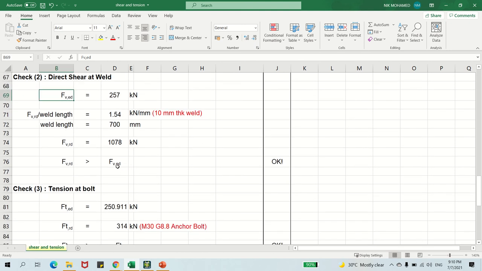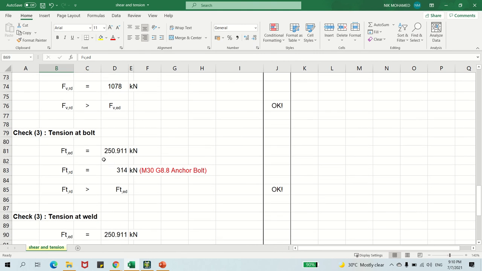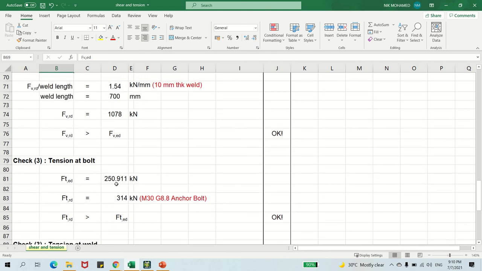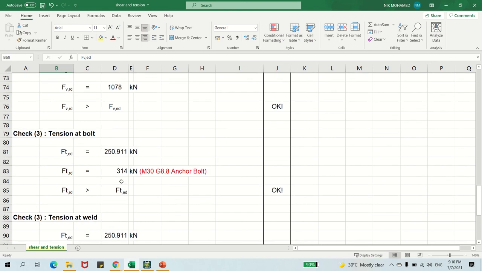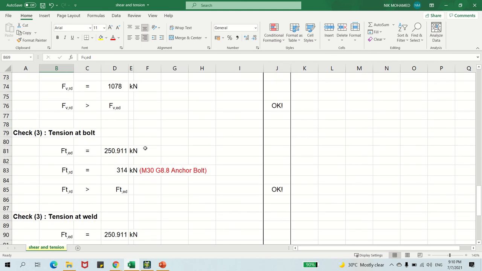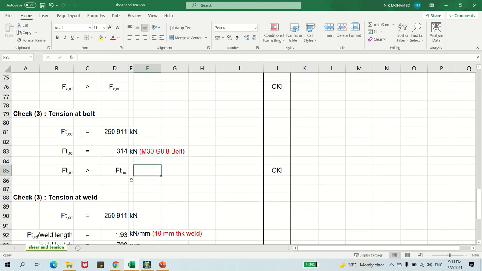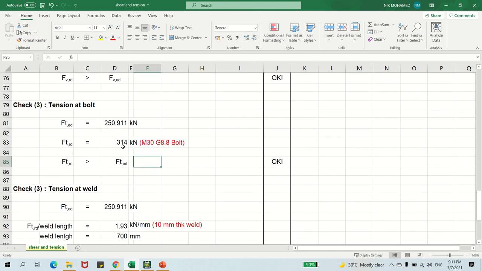And then the third checking is tension at bolt. Okay, so we need to know our tension force acting on each bolt, which is 250.91 kilonewton, as we calculated before. So the second one is we determine our tension resistance for the bolt. Okay, so our tension resistance is 314 kilonewton. This is for the grade M30, grade 8.8 bolt. Okay, so we found that our resistance is higher than tension. Okay, so it is okay.